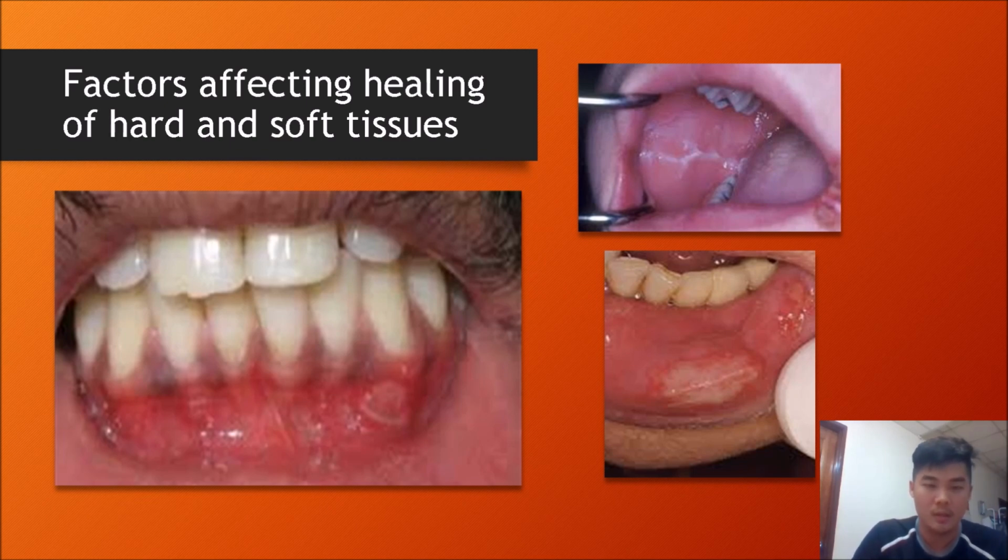As you can see for the picture on the left side here, this is a picture of toothbrush trauma, mainly due to improper brushing technique using a stiff texture toothbrush. The picture at the top right here is the picture of linea alba on the buccal mucosa, and the picture at the bottom right here is the picture of traumatic ulcer on the lower lip. So these three pictures are actually examples of injury or wound on the soft tissue.